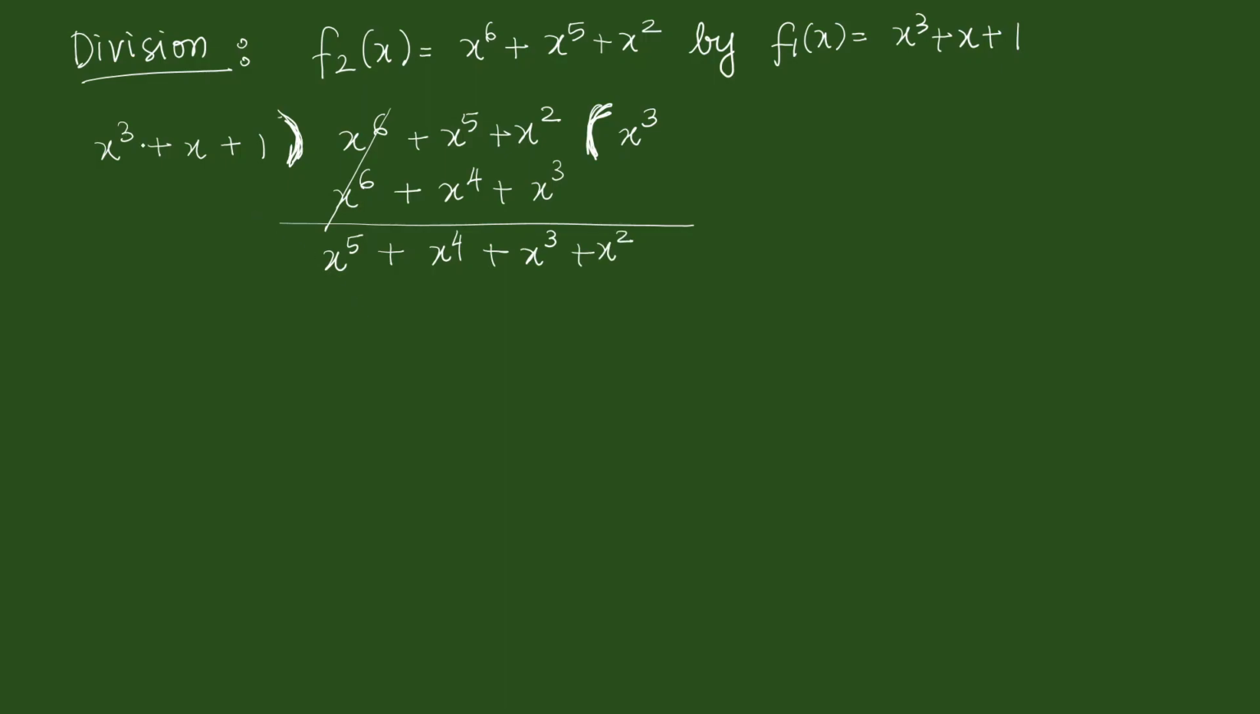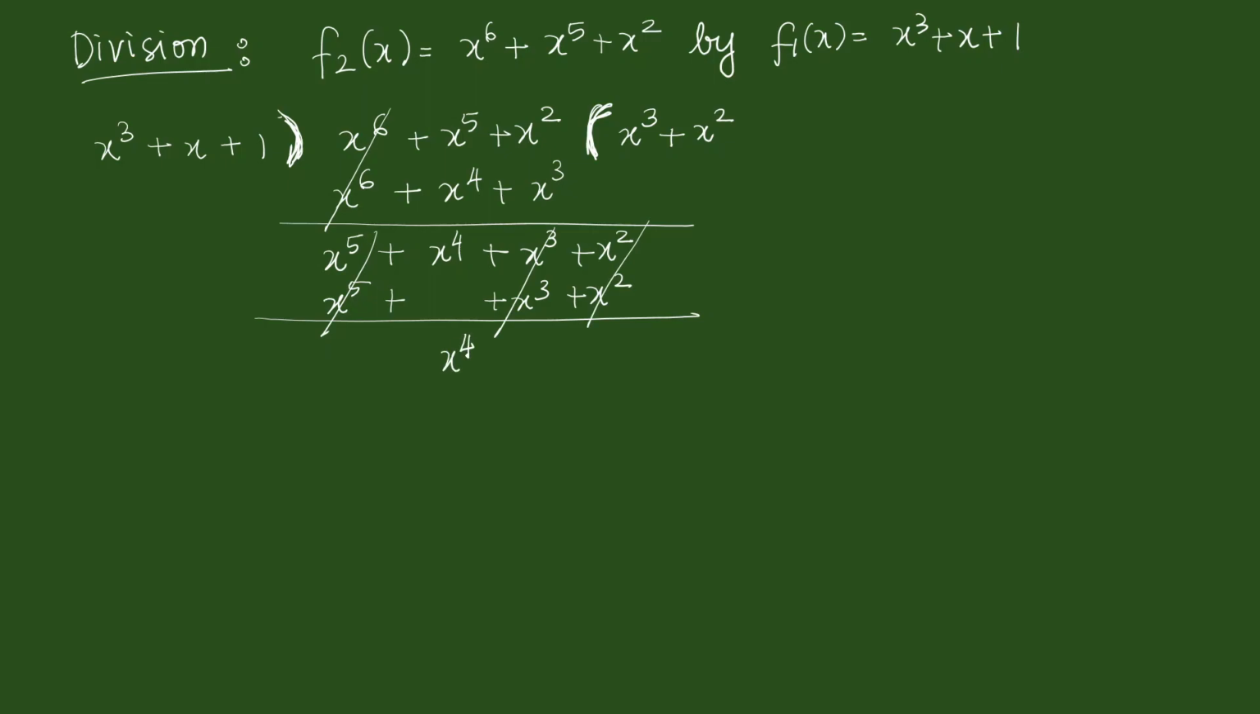Now again I need to equate it. This power of x is greater than the power 3 in the divisor, so this polynomial will divide further. Now I'll make it equal by multiplying with x square. If you multiply x square with the divisor, you're going to get x power 5 plus x cube plus x square. So observe carefully: x power 5, x cube and x square. Now all the similar terms will vanish, only the dissimilar terms will remain.